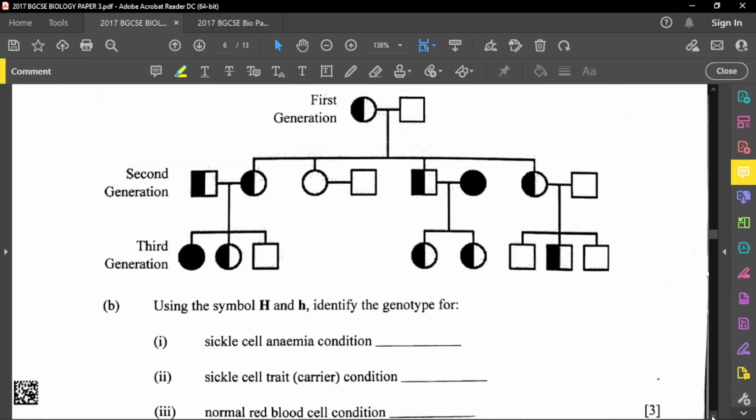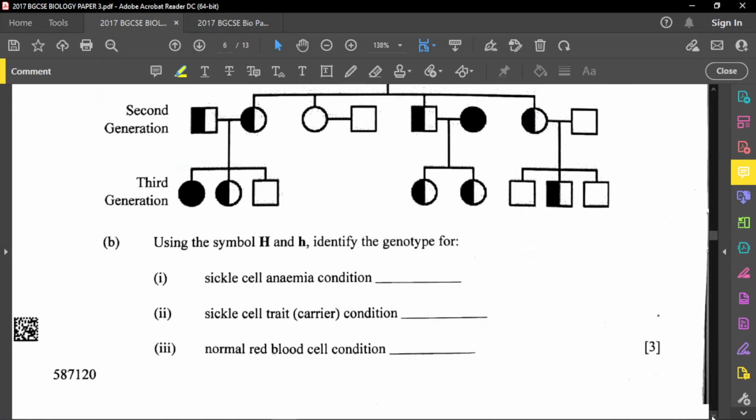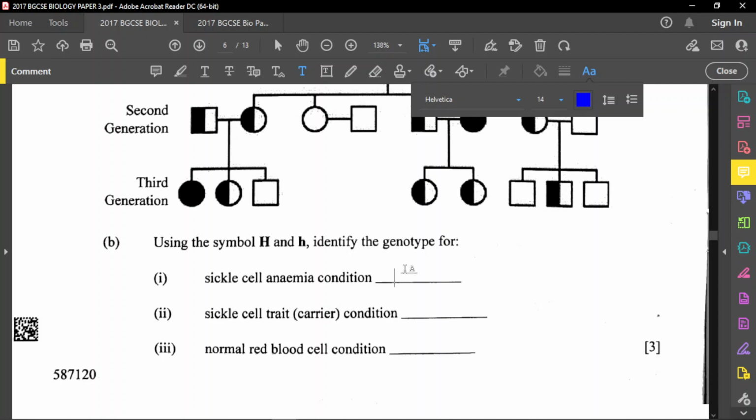All right. So for part B now, we say using the symbol uppercase H and lowercase h, identify the genotype for a sickle cell anemia condition. So we're looking for the genotype. A genotype is a combination of alleles. And remember now, if you have sickle cell anemia condition, it means you have to have 2 small h's, because sickle cell anemia is a recessive disease, caused by a recessive allele, I should say.